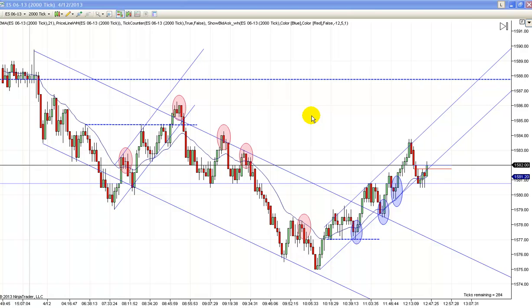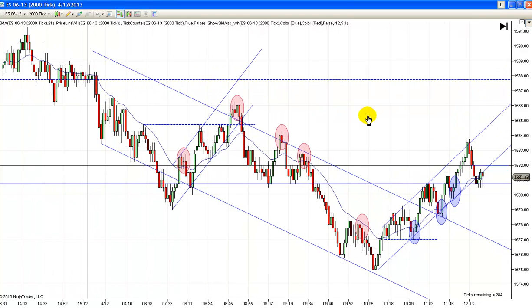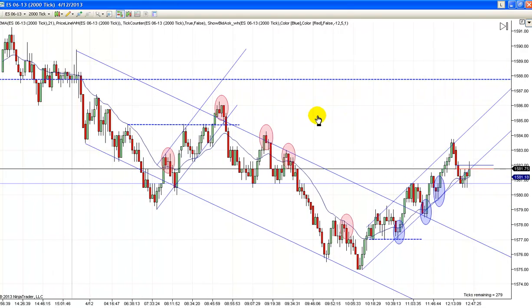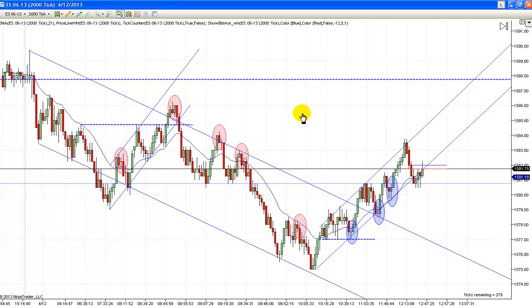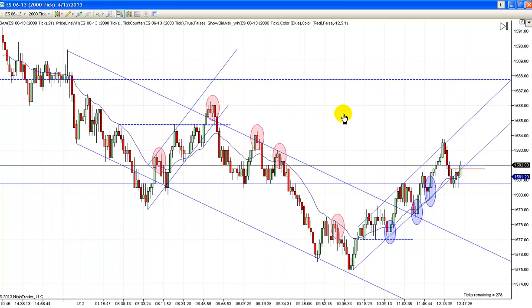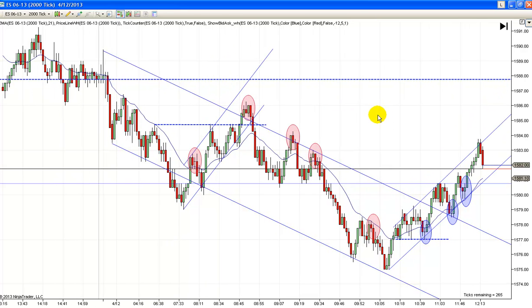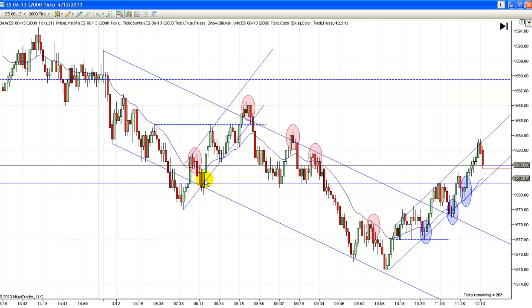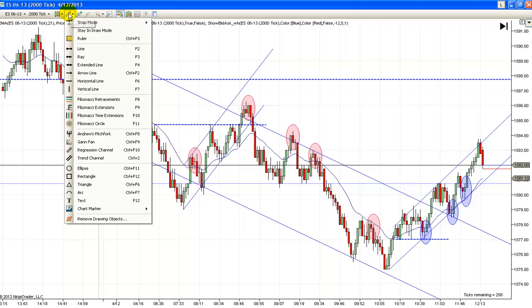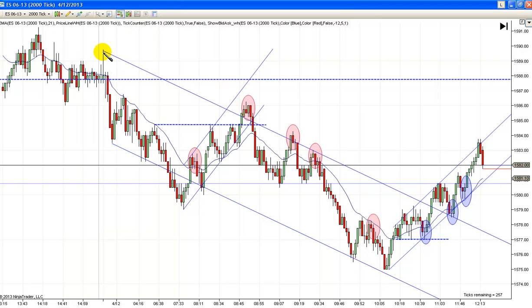So, let's go back and look at the rest of the trades now and see what we got. Just kind of talk about the rest of the day. There was really a long that I liked right here, but I didn't take it. And the reason being was that we were really trending down, and I wasn't sure if we didn't maybe have a trend line like that right there.